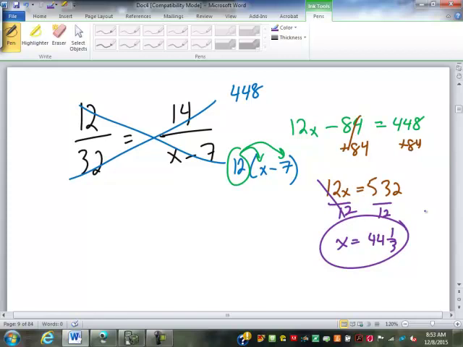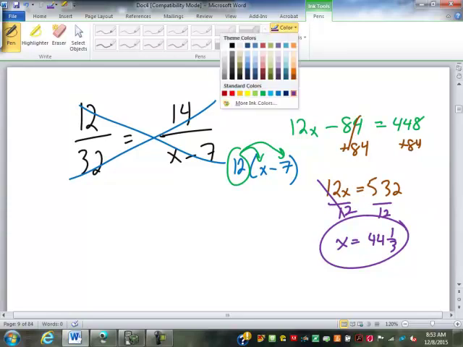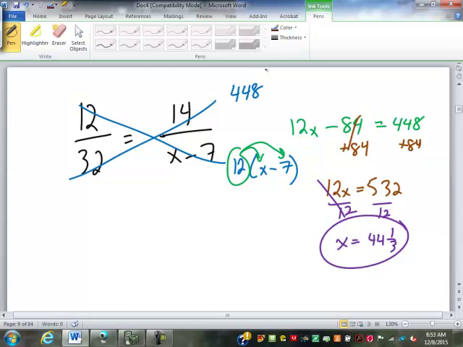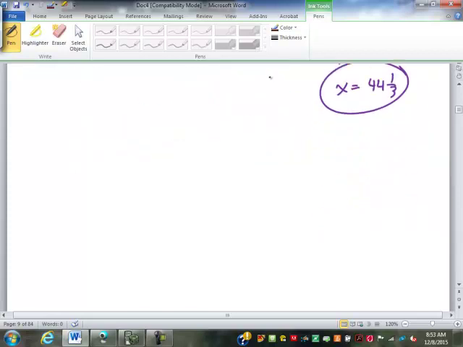Did I do something wrong there? Oh. It works. Why don't you guys try one? X is 44 and 1/3.